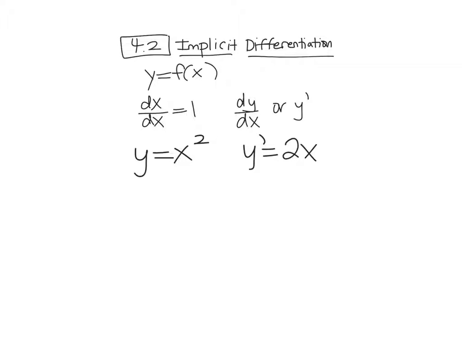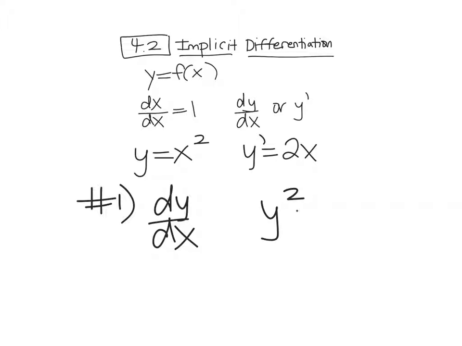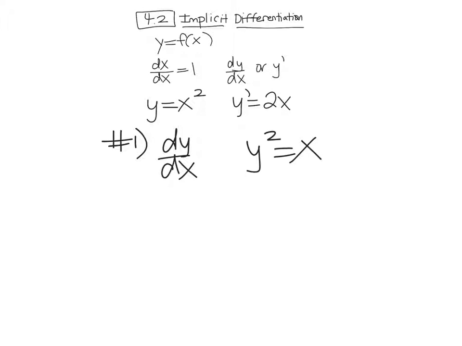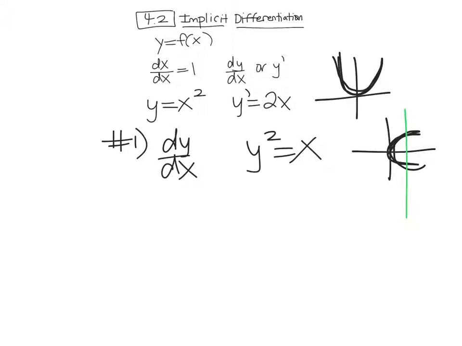So something like this, number 1. We want to find dy/dx for y squared equals x. Y squared equals x is not a function. That right there is a sideways parabola. Instead of y equals x squared, which is a regular old parabola going through 0, 0, this is x equals y squared, or y squared equals x, and this is a parabola going this way. It is not a function because it doesn't pass the vertical line test.